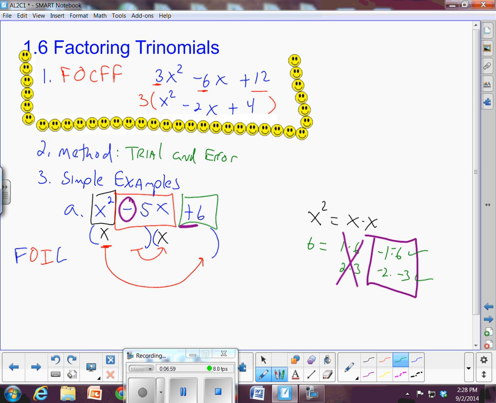So if you look at it, you're thinking through your mind. And I always do the outers first. And I'm thinking, hey, if I put a negative 3 there, that's going to give me a negative 3x. And if the negative 2 goes in there, it gives me a negative 2x. And you know what? That gives me the negative 5x, doesn't it? And I'm done. I'm rolling on to the next problem.